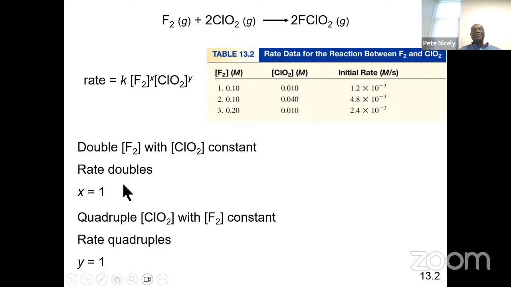So what does that mean? That means that the order of the reaction with respect to fluorine would be 1 as well, all right? So therefore, the rate law of the reaction in this particular case is rate is equal to k times the concentration of fluorine times the concentration of ClO2, all right? So that's basically a very simple example of how we can determine the rate law based on rate data, how the rate changes with the change in the concentration of the different reactants, keeping one fixed, all right? So that's basically how we do that.